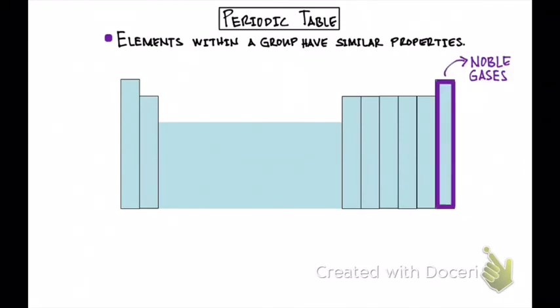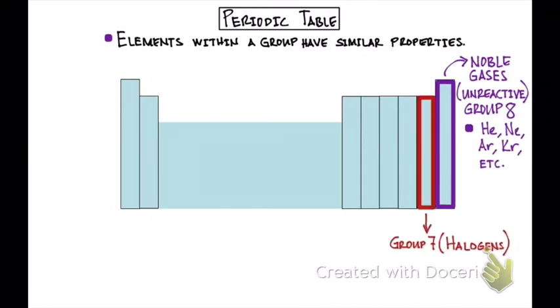So for example, when we look at group 8A elements, these are known as the noble gases. And noble gases are unreactive. They're very stable. So we have noble gases such as helium, neon, argon, krypton, and so on and so forth. Group 7 elements are known as the halogens, and halogens are very reactive as well. They are nonmetals. We have fluorine, chlorine, bromine, just to name a few.